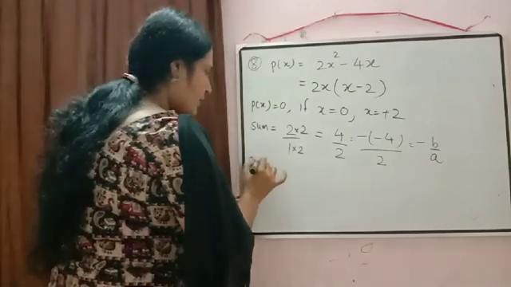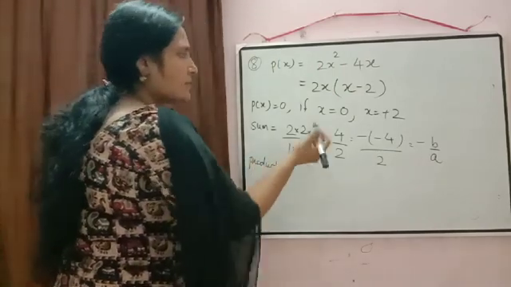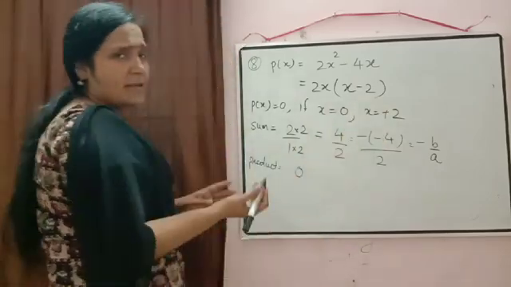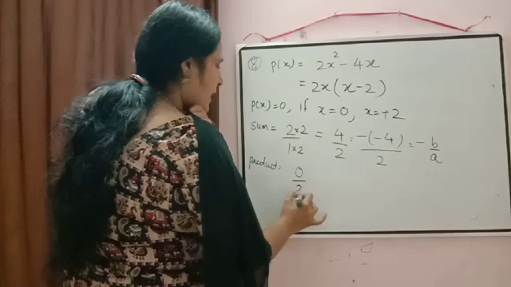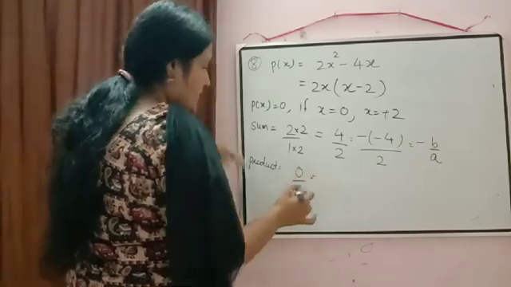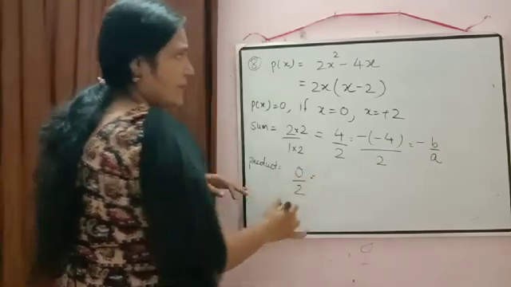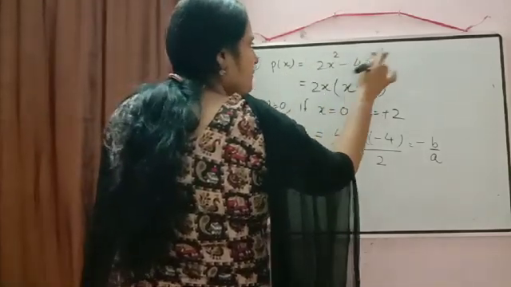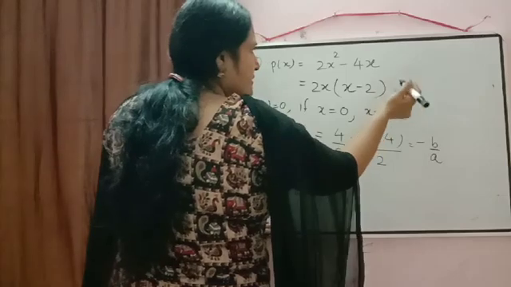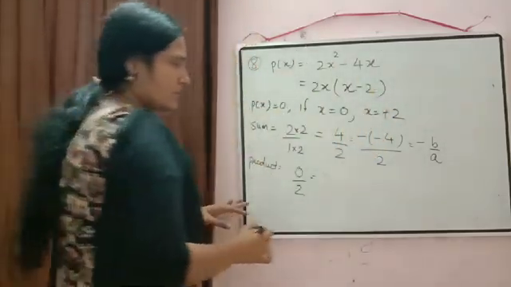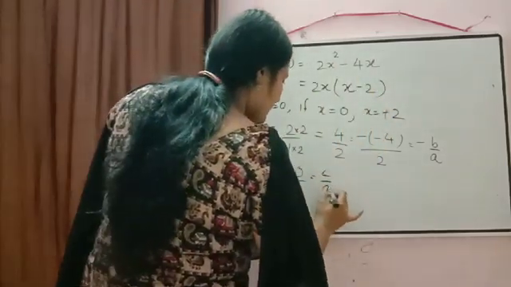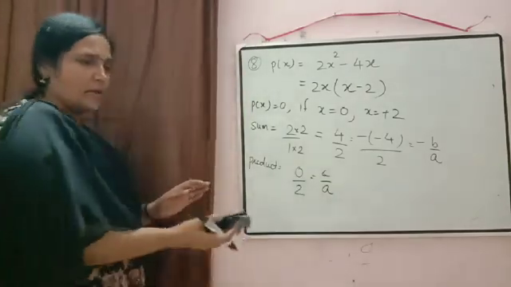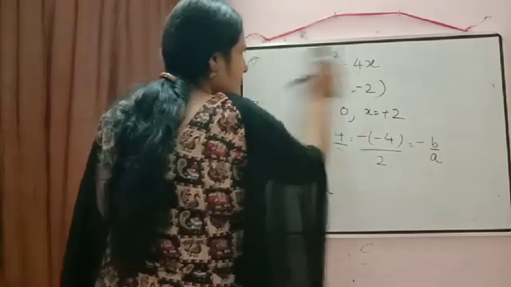And what will be the product of the zeros? Product is equal to how much? If you multiply, you will get 0. 0 can be written as 0 by 2, and we know we are writing c by a. Here we have a is equal to 2, b is equal to minus 4, and that constant term we don't have, means we have c is equal to 0. So in place of 0 we can write c. So this is equal to c by a. Clear? Okay, write down the next one.